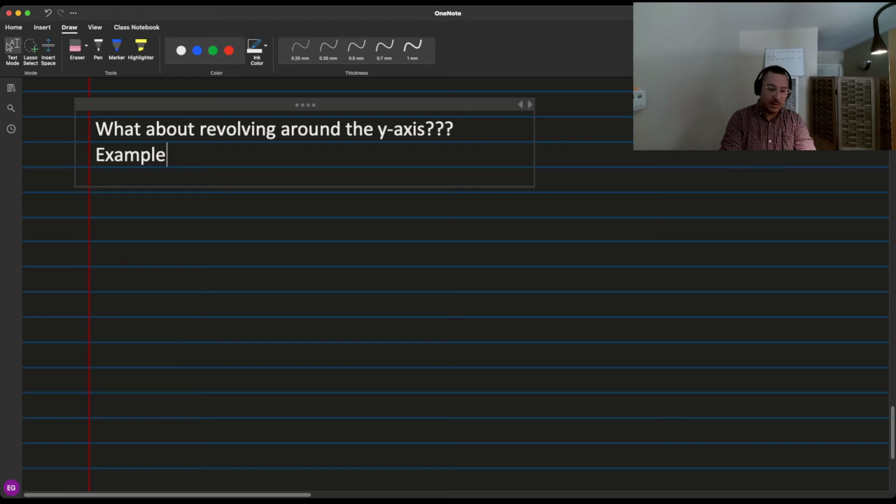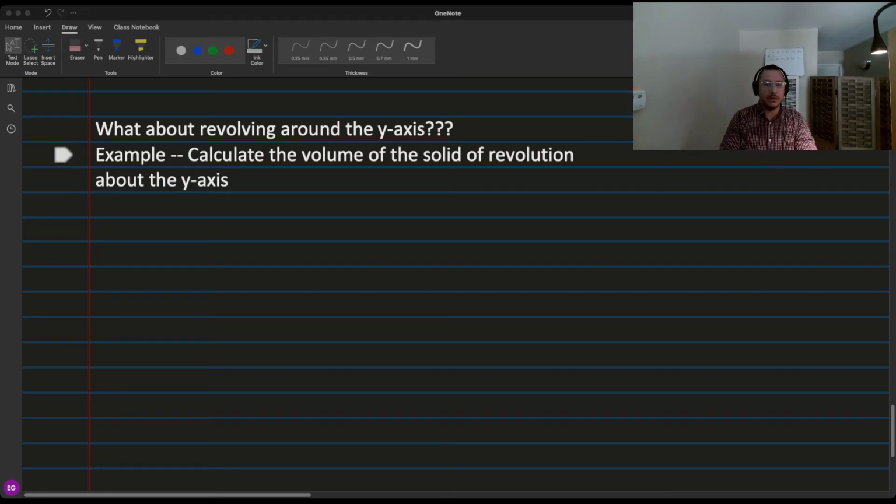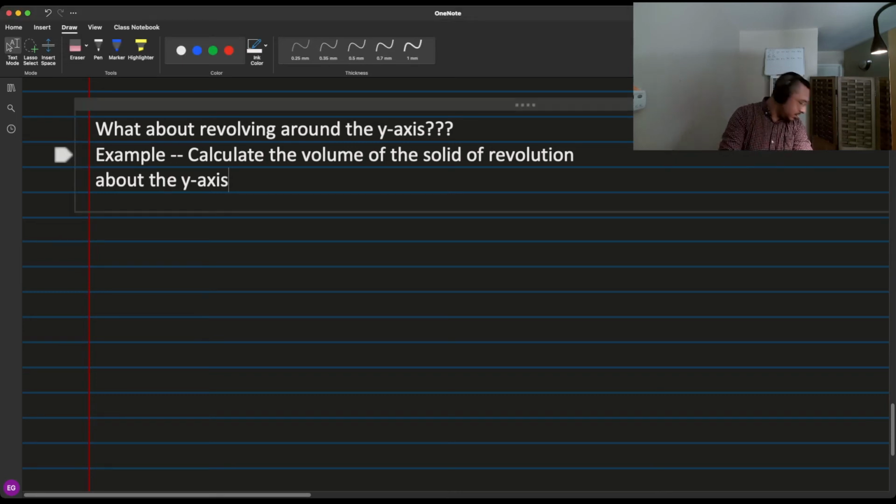Example: we're going to calculate the volume of the solid of revolution about the y-axis on the y interval 0 to 4. So remember, before, the interval was x values, these are now y values, for g of y equals the square root of 4 minus y.